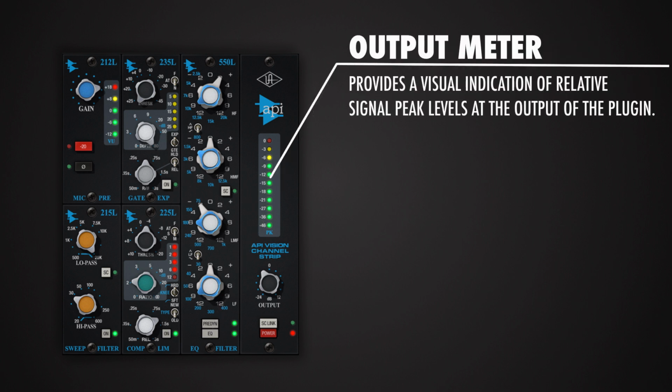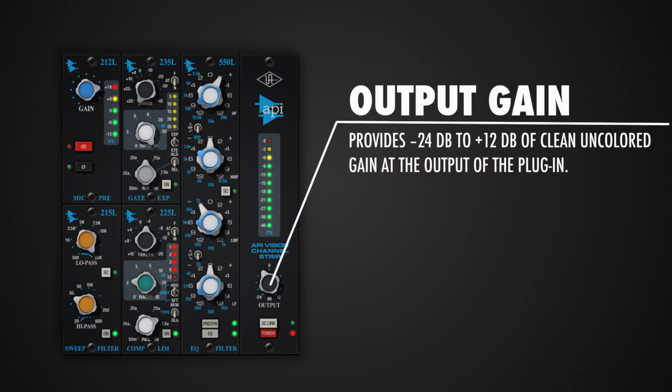On the output module, we can find our output meter. Below that, we can find the output gain, which is an uncolored type of gain. And this ranges from -24 all the way up to +12 dB.